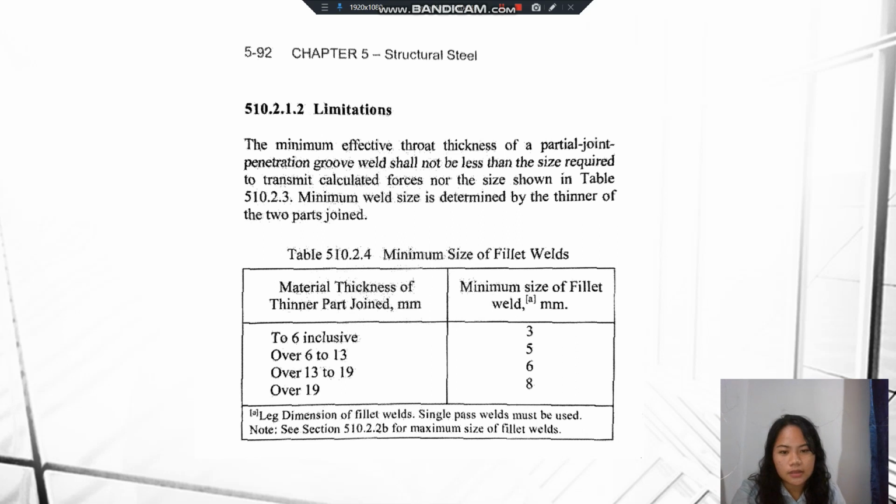In design naman, we will check dito naman sa table from the NSCP, the minimum size of the fillet weld, depending on the material thickness of the thinner part joined.